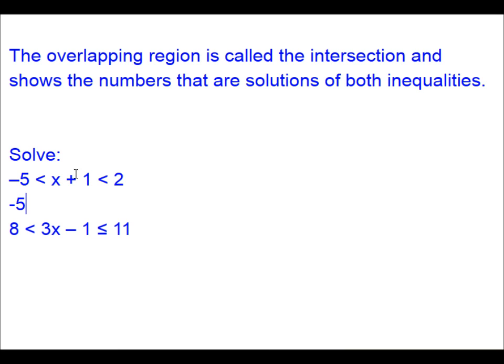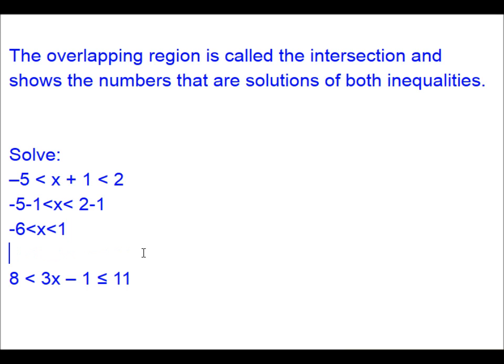So what we can do is, minus 5, if we take this 1 this side, then it becomes minus 1. Minus 1 is less than x, and this 1 to the right hand side, then again it goes 2 minus 1. So less than 2 minus 1. Again it can become minus 5 minus 1 makes minus 6, less than x is less than 2 minus 1 is 1. So the solution is minus 6 is less than x is less than 1. That means x is greater than minus 6 and less than 1.